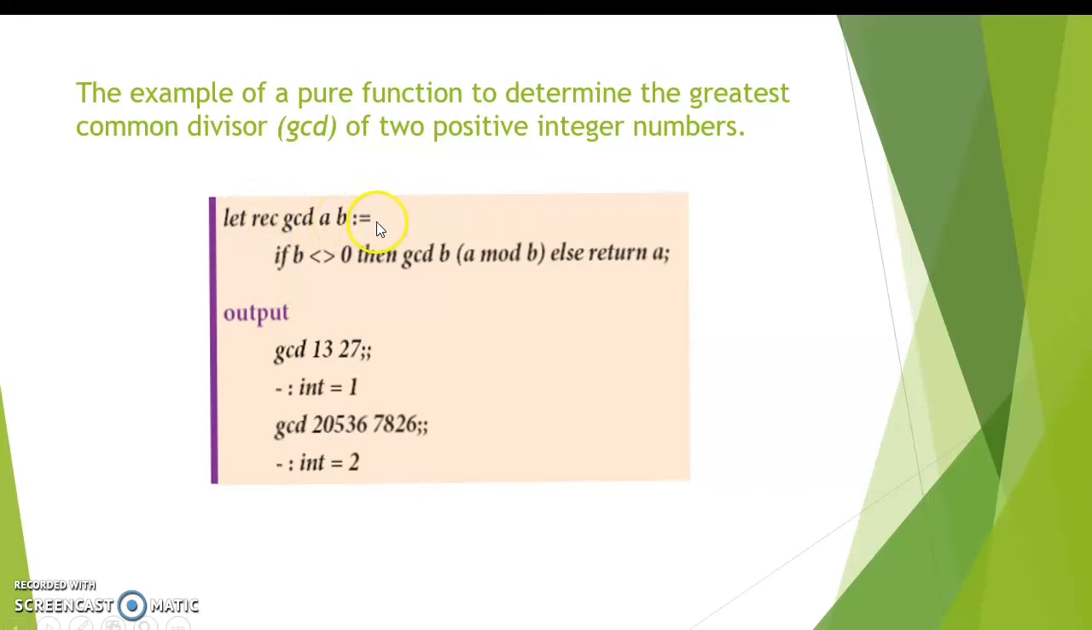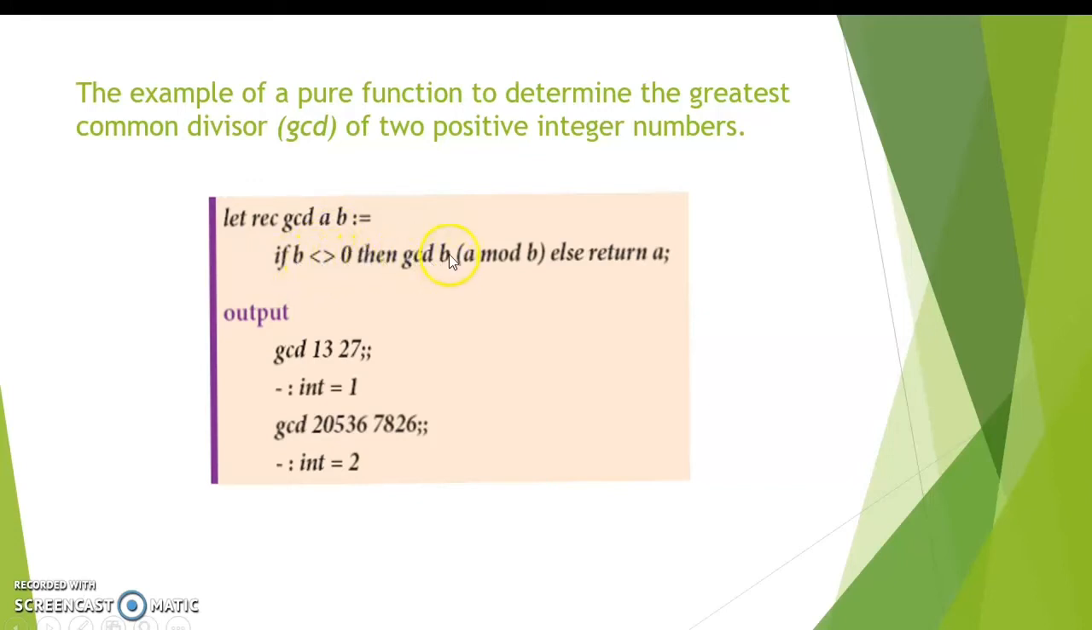And then := , here you specify the function definition, that is if b <> 0. Here the greater than and less than symbols are used to specify not equal to. If is the conditional checking statement. If you want to check any values, you can use an if statement. In programming languages we use != for not equal, but in algorithmic notation we use the less than and greater than symbols. Okay, b not equal to 0.